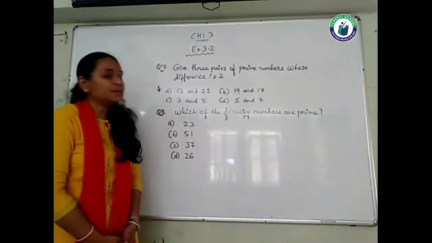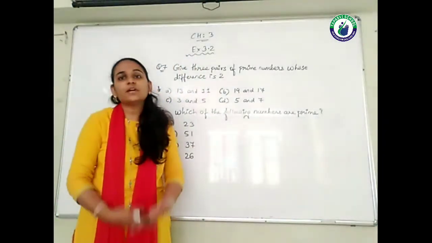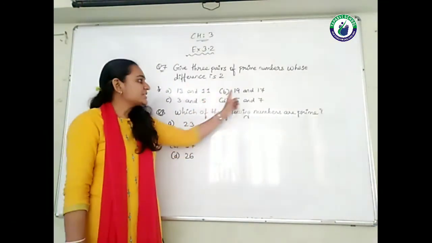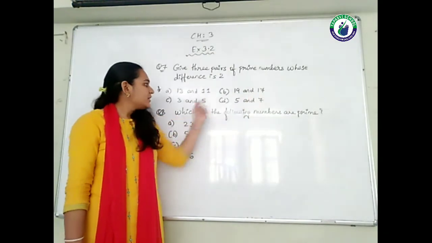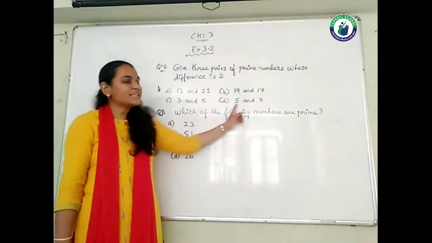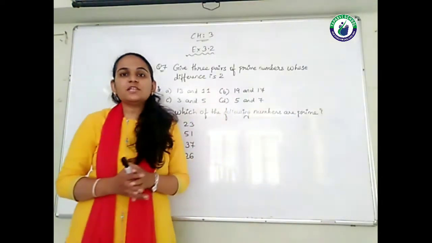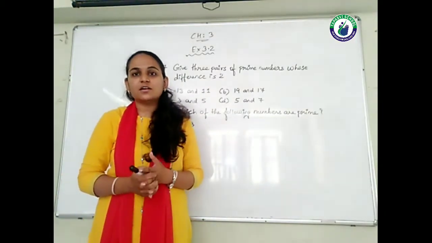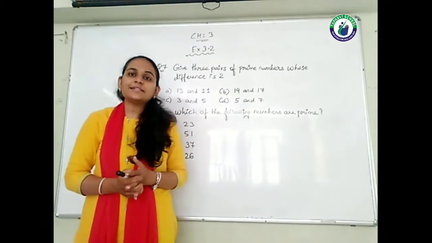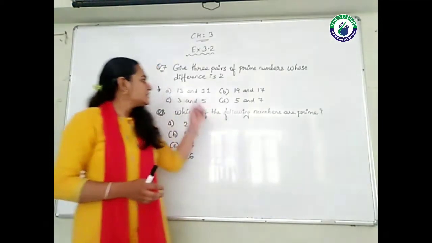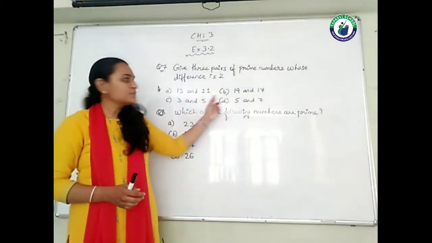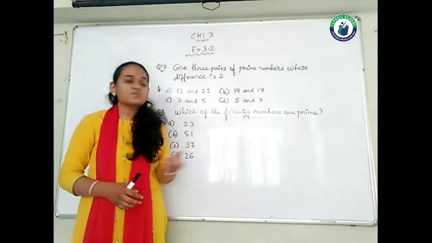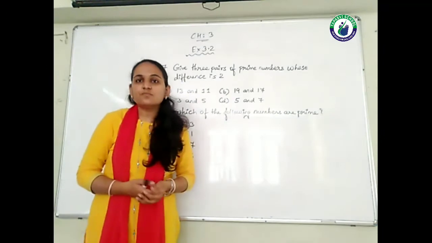I have written certain pairs in front of you. You can add more also. First one is 13 and 11. Next one is 19 and 17. Next 3 and 5. Next 5 and 7. Students, when you find the difference of all these numbers, you get the difference as 2. 13 and 11, the difference is 2. 19 and 17, the difference is 2. 3 and 5, the difference is 2. 5 and 7, the difference is 2.